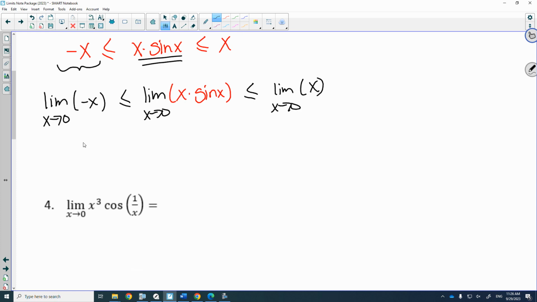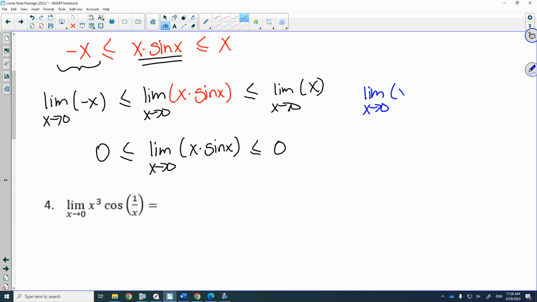Okay, we're going to evaluate each limit. So put in a 0 here. Negative 0 is the same thing as 0, is less than or equal to the limit as x approaches 0 of x sine of x, less than or equal to, input is 0 by substitution, and we get 0. So based on the squeeze theorem, we could say Akil, the limit as x approaches 0 of x sine of x, what is it equal to? It's equal to 0.